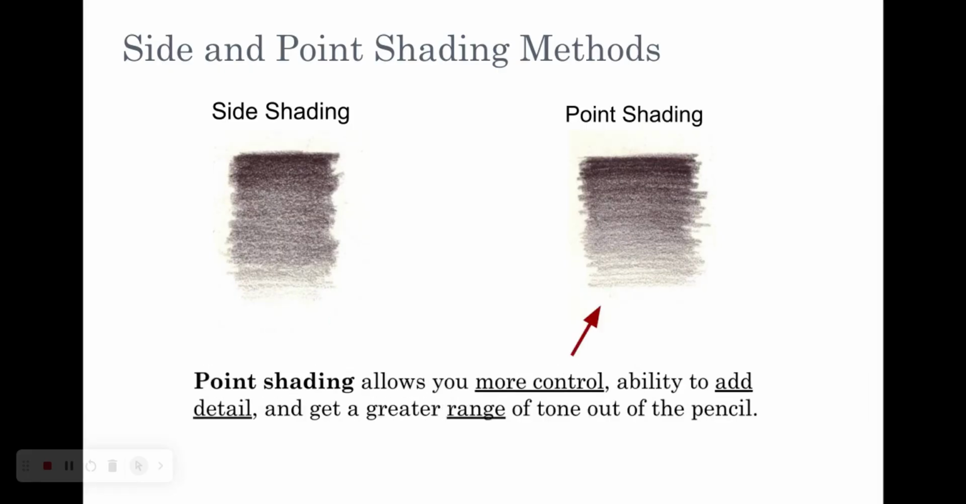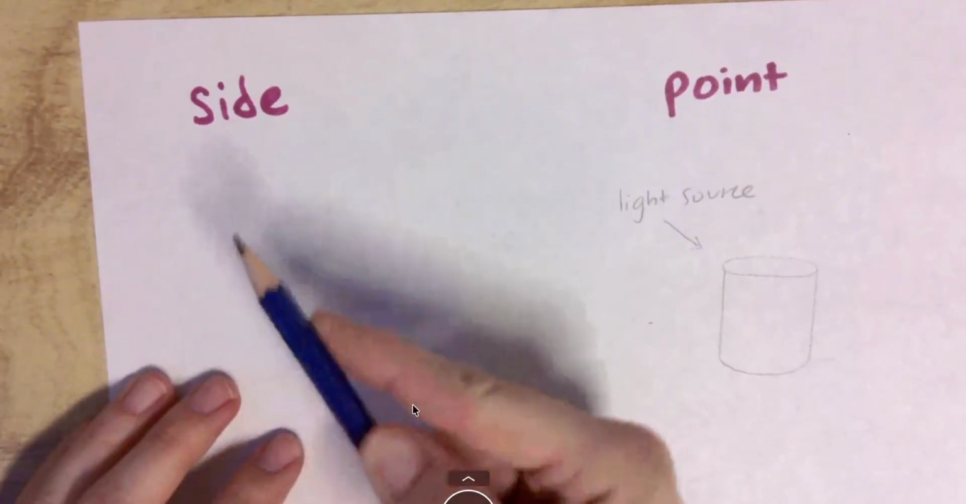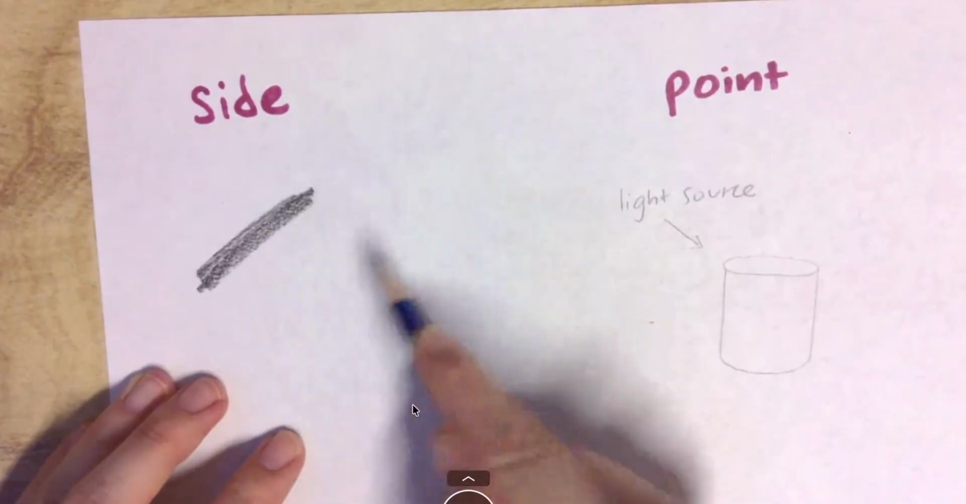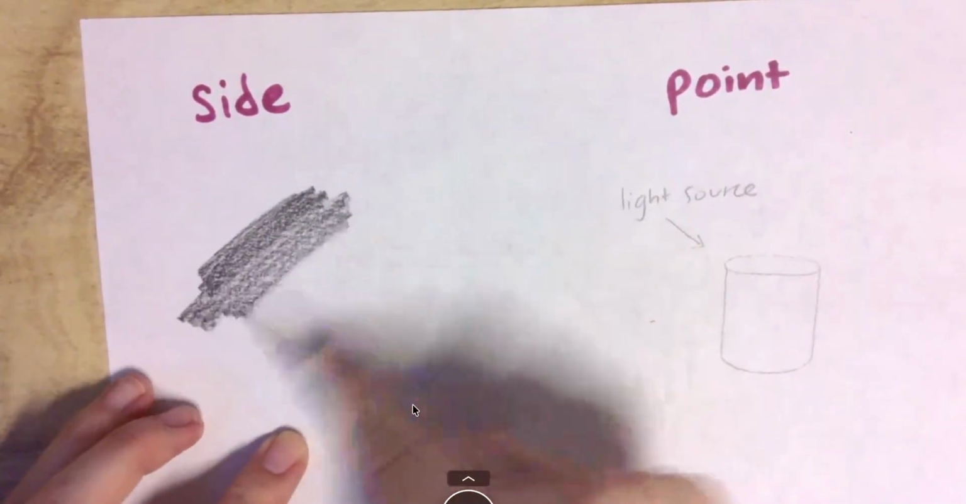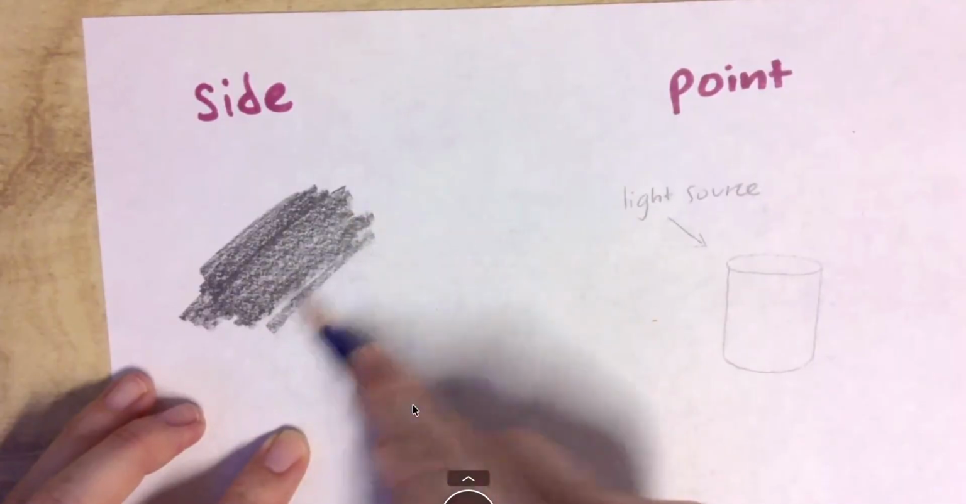When we use point shading, this allows you more control, the ability to add detail, and get a greater range of tone out of that pencil. This just means we can get really dark and really light using the pencil because we have more control due to the way that we're holding it. So when side shading with a pencil, we're just holding our pencil more like this, and we're just literally shading with the side. This allows us to cover a bigger area more quickly.